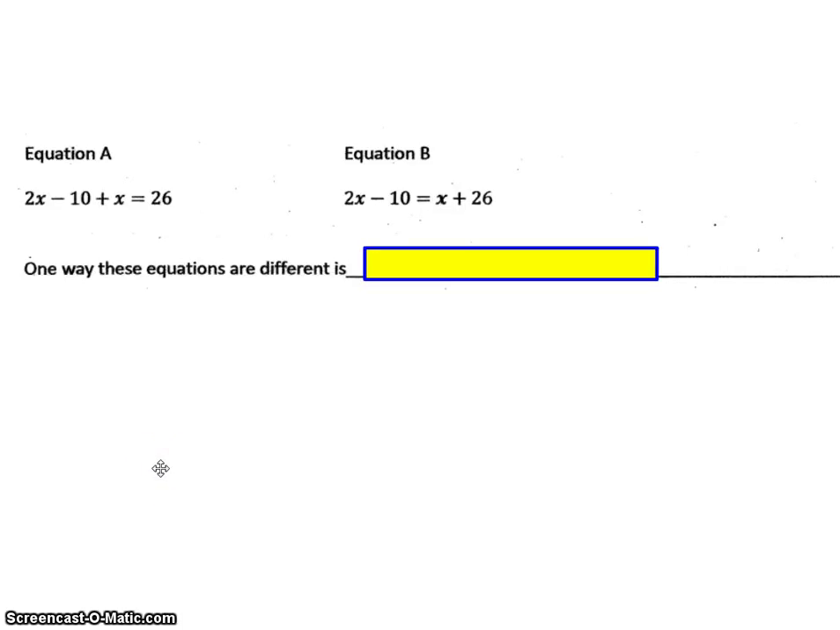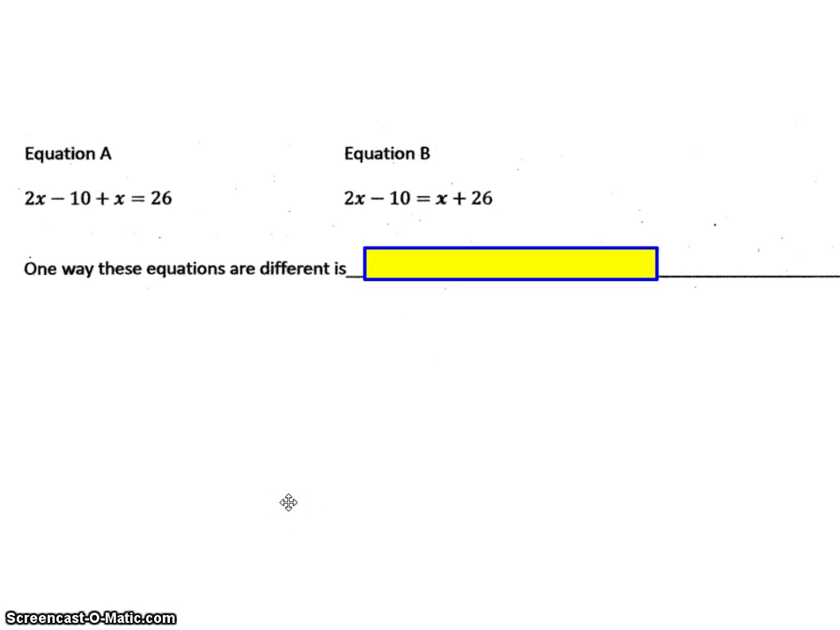Okay, so you should have this handout in front of you. I want you to look at equation A and B. Take 1 minute and look at these two equations. What difference do you notice between them? Then complete this sentence: One way these equations are different is... I want you to pause the video. You have 1 minute to finish this sentence.